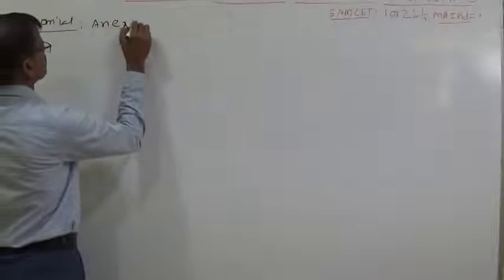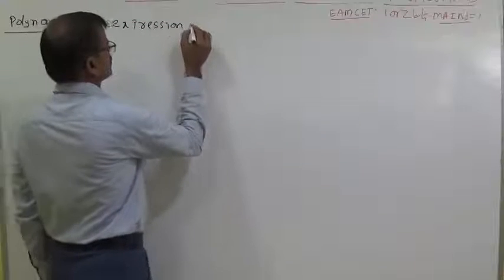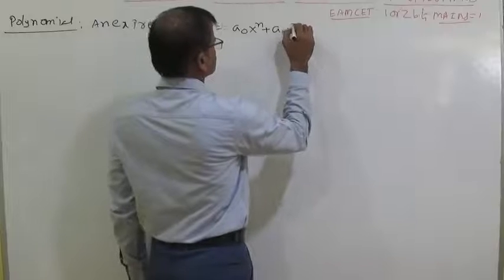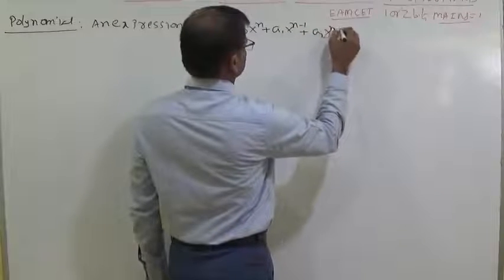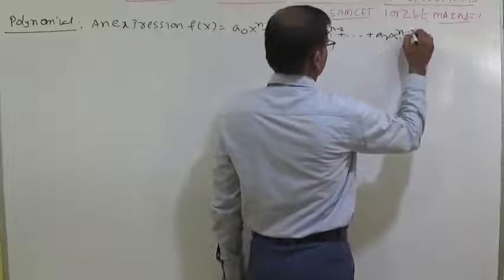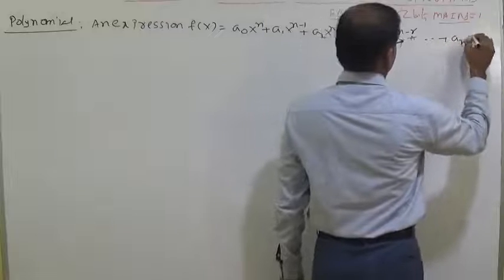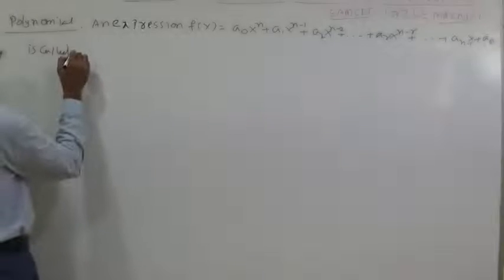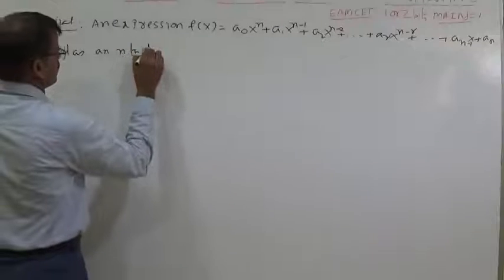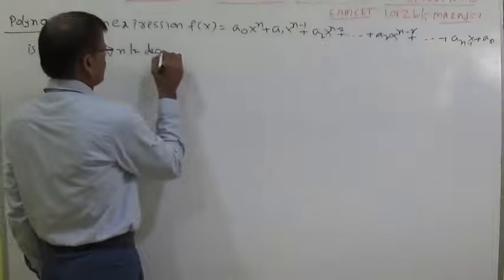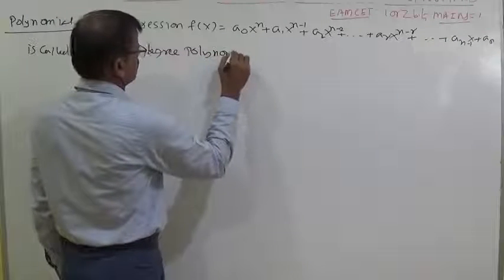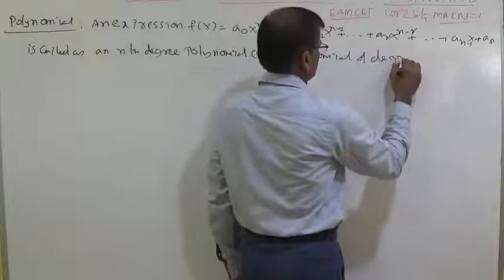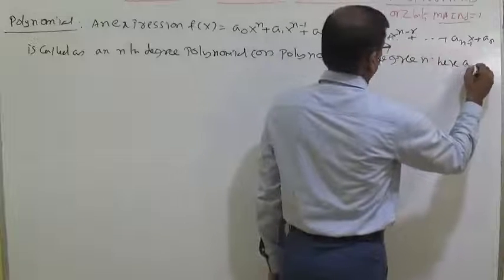An expression f of x equal to a0 x power n plus a1 x power n minus 1 plus a2 x power n minus 2 plus so on, ar x power n minus r plus so on, an minus 1 x plus an is called an nth degree polynomial, or polynomial of degree n. Here a0 is not equal to 0.